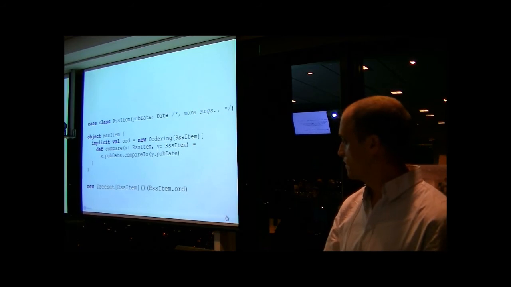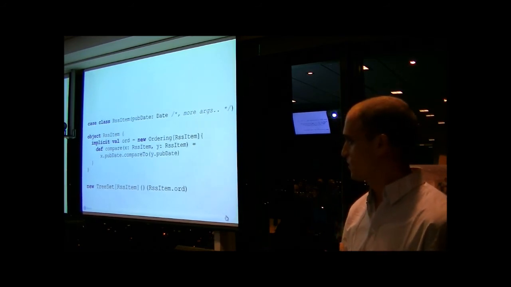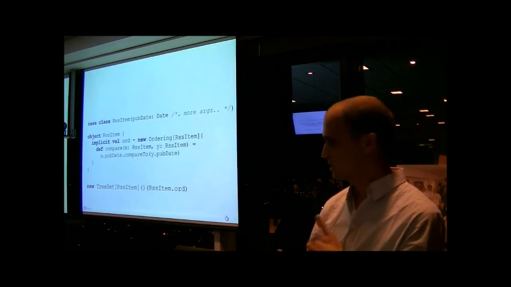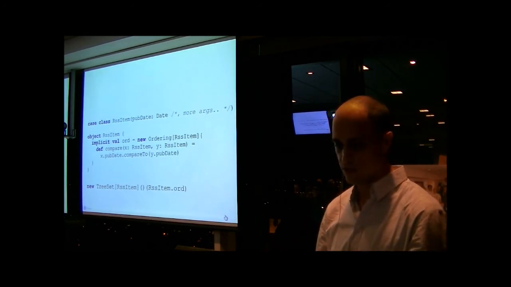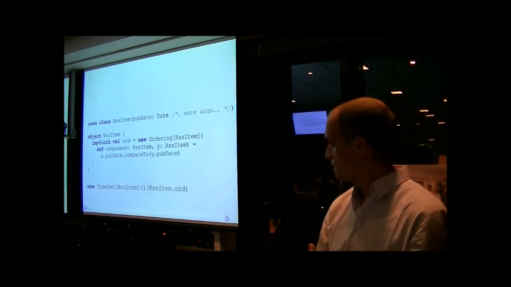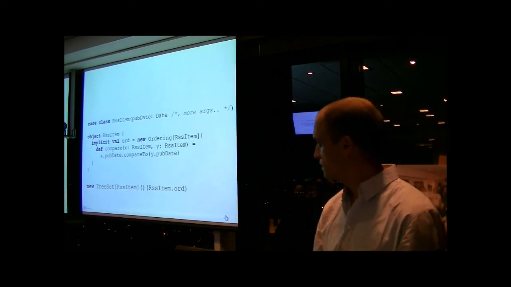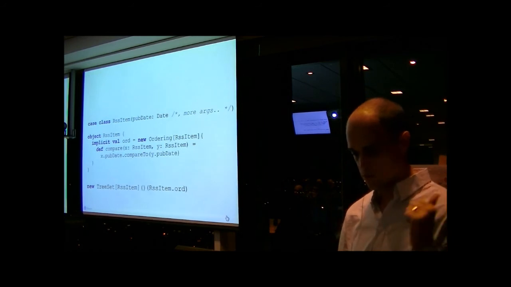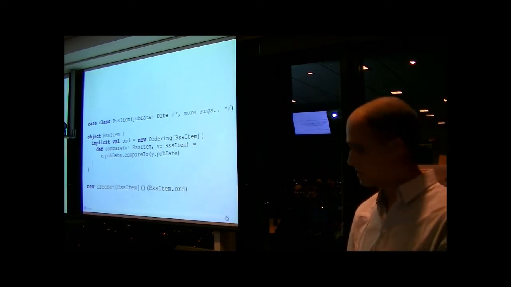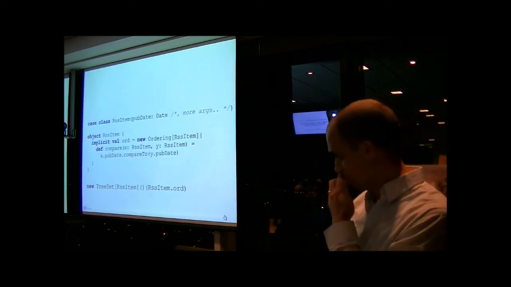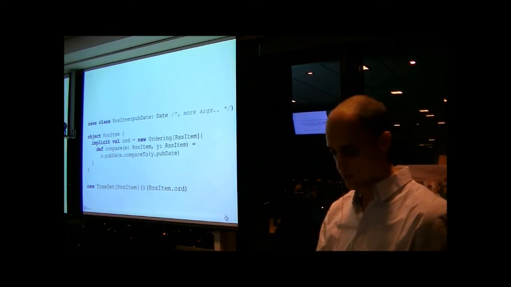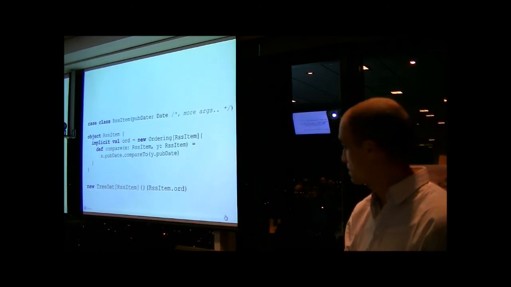And when the compiler searches for implicit values of ordering of RSS item, it will look inside this companion object. And as you can see, it has an implicit value defined, ord, and you can see how it is defined. So when calling tree set with no arguments, it's exactly as the line you see below, passing in RSS item.ord. Again, what the compiler does is essentially dependency injection.